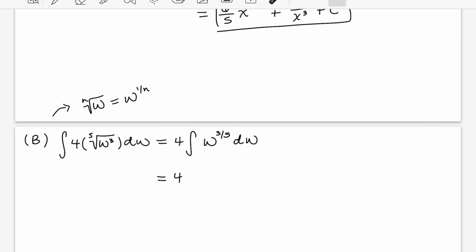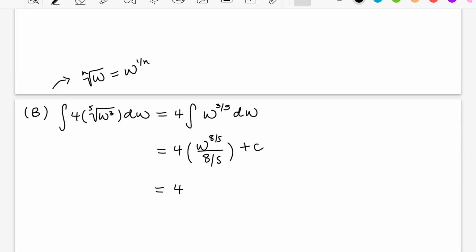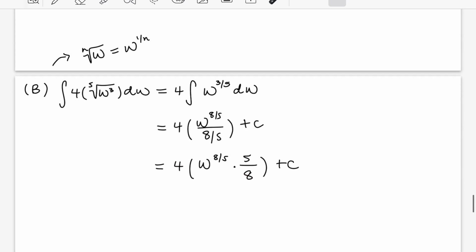So taking the integral of this, it'll be w to the n plus 1 over n plus 1. In this case, n is 3/5. So it'll be w to the 3 over 5 plus 1, which is 8 over 5, over 8 over 5, plus c. So then this is the same as w to the 8 over 5 times 5 over 8. And then we'll divide this by 4 and this by 4. And so we'll end up with pulling this 5 into the front. 5 over 2 times w to the 8 over 5 plus some constant c.